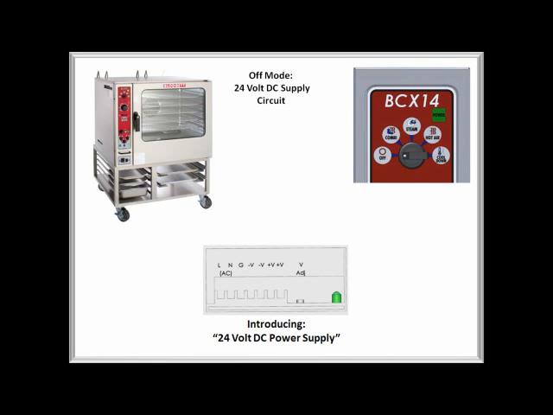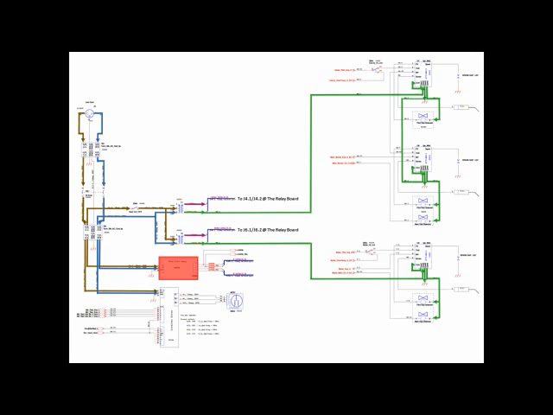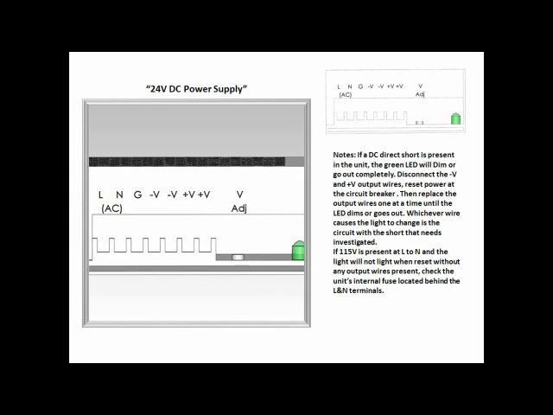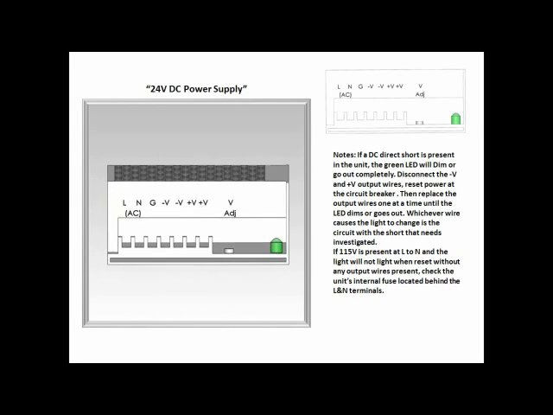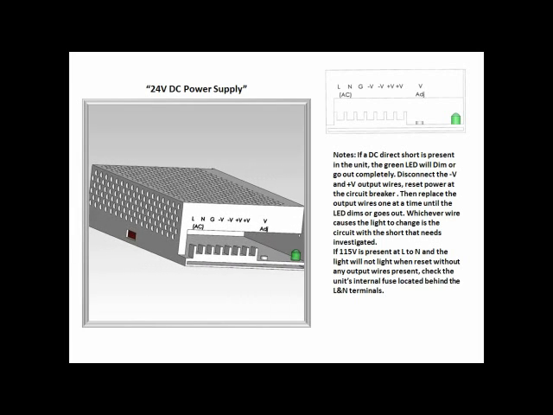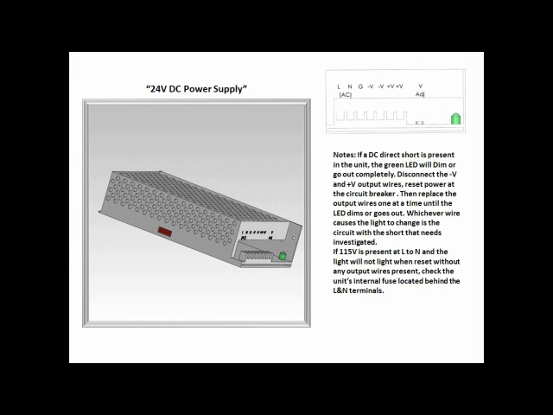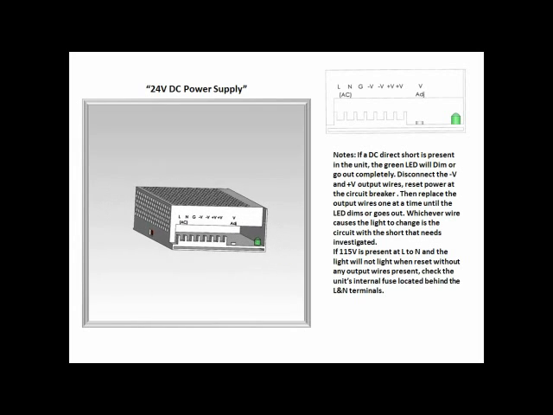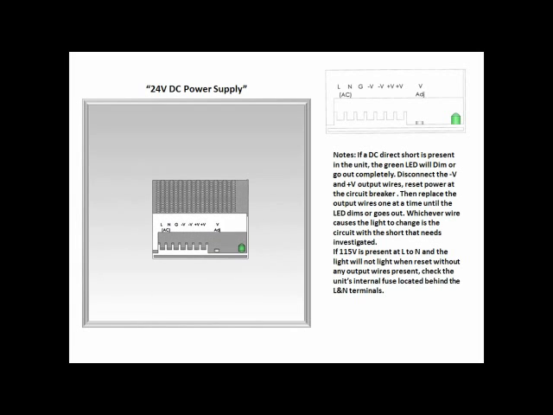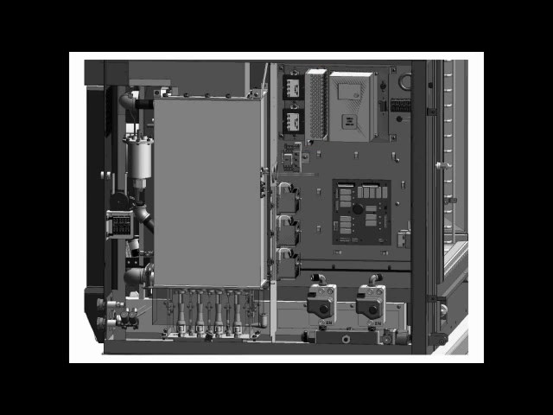The 24-volt DC power supply is the main control voltage source. It is fed by TB1B. The power supply is very resilient and can be reset to aid in finding short circuits within the DC circuit. It is located to the left of the inverter drive.